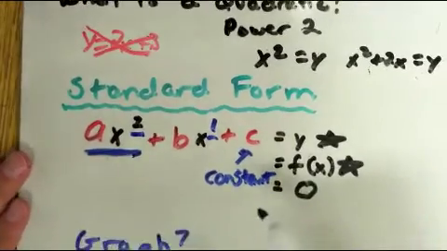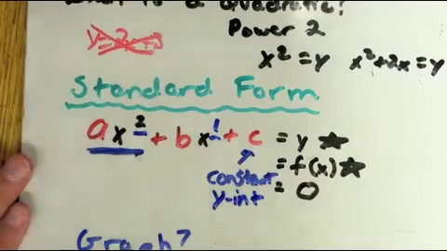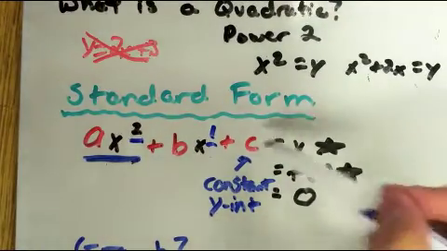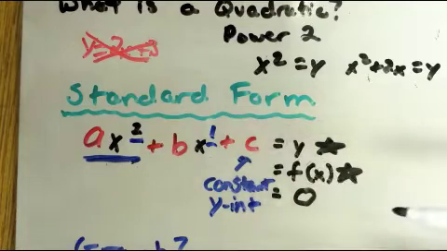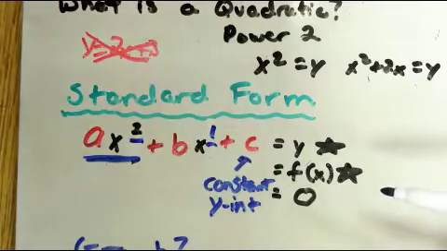Okay? This is also known as our y-intercept. Remember that. We're going to be graphing that today. So the plain old number where there's no variables located near it, that is our constant, that is our y-intercept. So where this graph crosses the y-axis is at that number.